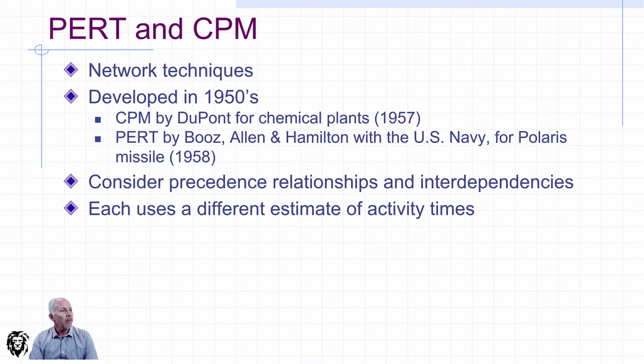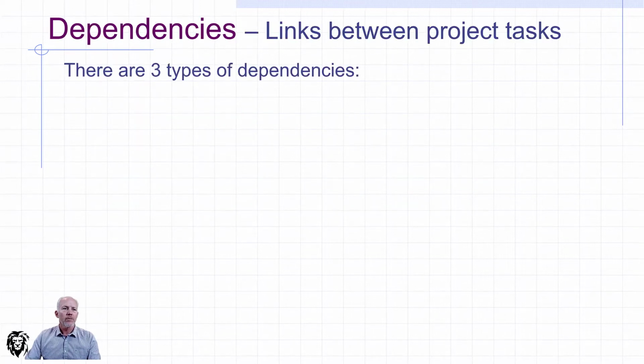So the CPM considers the precedence relationships of all of these activities and all of their interdependencies to create the network of the project itself and allow us to estimate different activity times. So what do we mean by dependencies? There really are three types of dependencies, and we're going to have to look at them in linear sequence, so we can't get confused as to what we're doing.